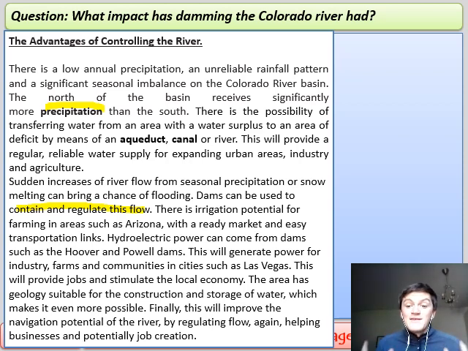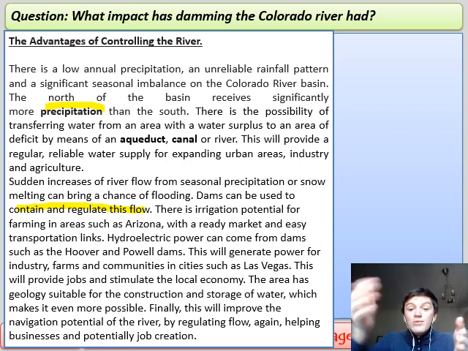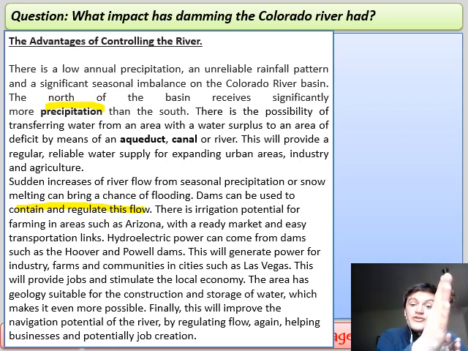So Las Vegas, all them bright lights, all them casinos, it's fueled by a dam. Like that last slide we looked at, that's how it's powered. This will provide jobs and stimulate the local economy. The area has geology suitable for the construction and storage of water, which makes it even more possible. We'll talk about that geology in a second. Finally, this will improve the navigation potential. So if you've controlled the river, you can send goods up the river or down the river, i.e. you can use it as a form of transport.